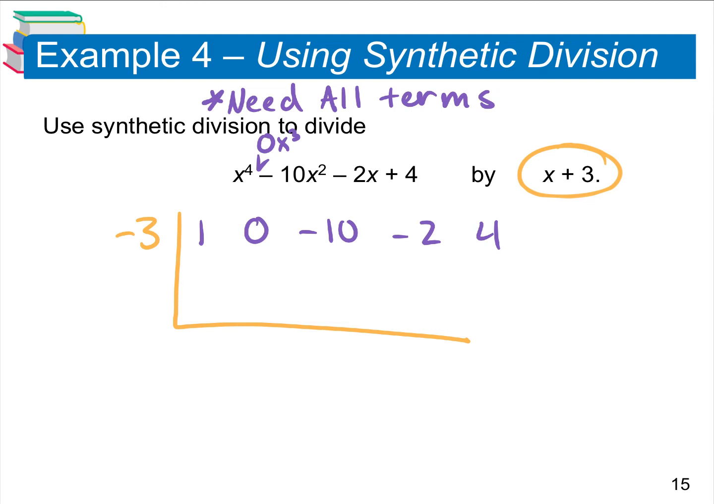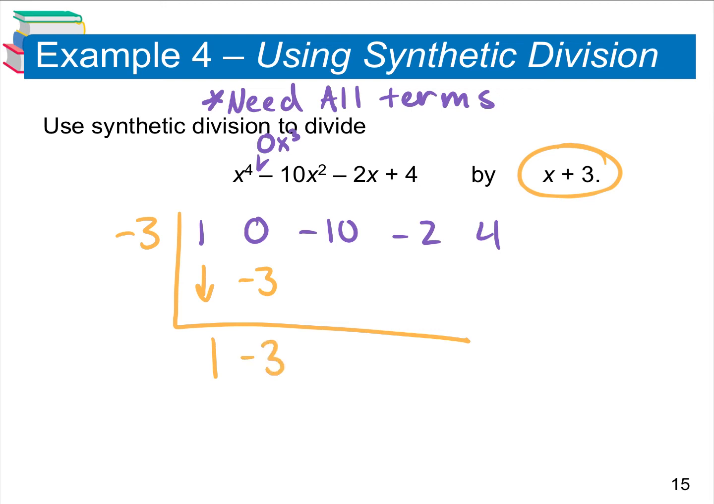What's the first step I do in synthetic division? Awesome. Bring down the first number. So I drop down the 1. Then I multiply it with the outside. So negative 3 times 1 would be negative 3. What do I do on the inside? Add. So 0 plus negative 3 would be negative 3.